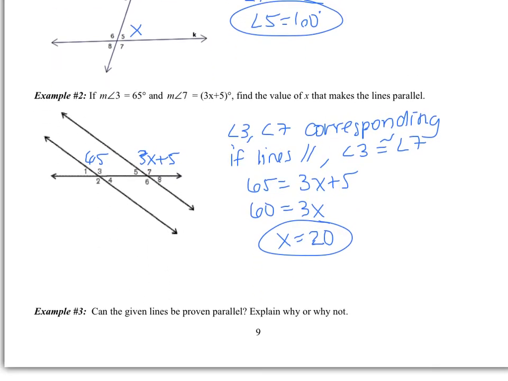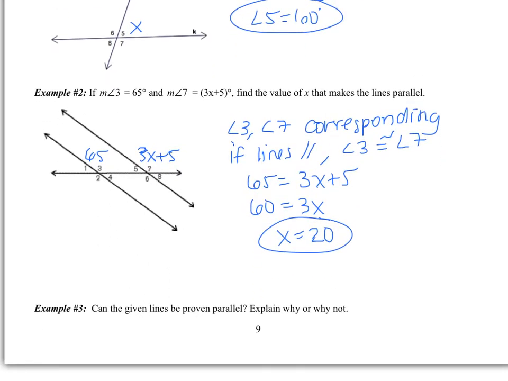Let's move on. So the directions for example 3 are on the bottom of page 9. It says, can the given lines be proven parallel and explain why or why not? So please flip to page 10.